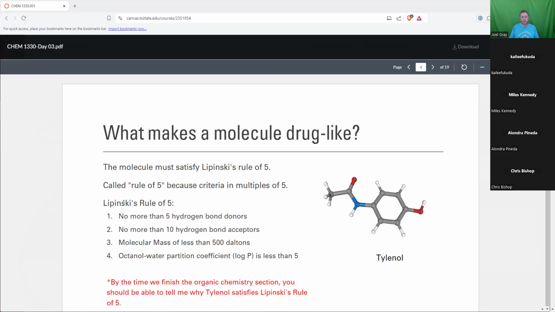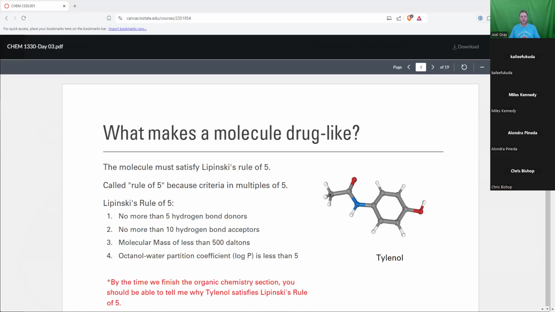It might have a molecular mass more than 500 and more than 10 hydrogen bond acceptors, breaking all of the rules of Lipinski's rule of 5, and still be an effective drug. The point of that is that something might break all the rules but still be an effective therapy, an effective drug. But these are the guidelines that people use to design drugs.